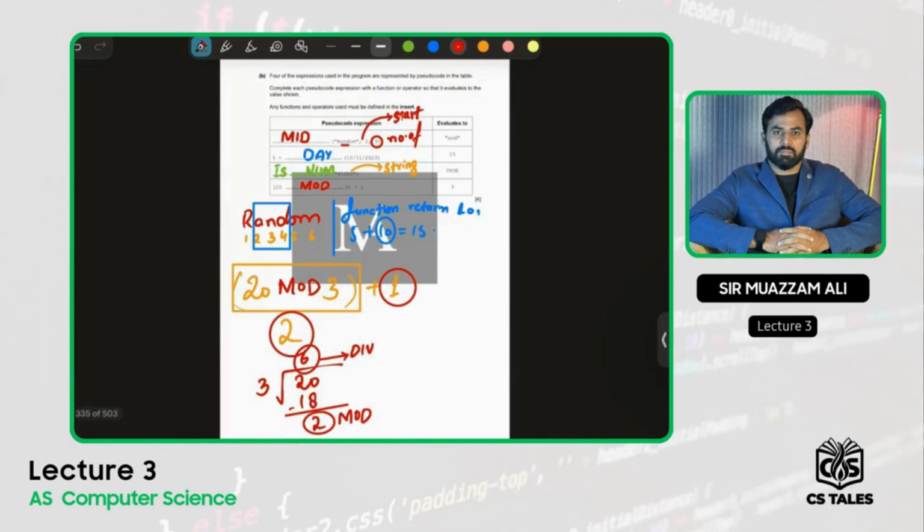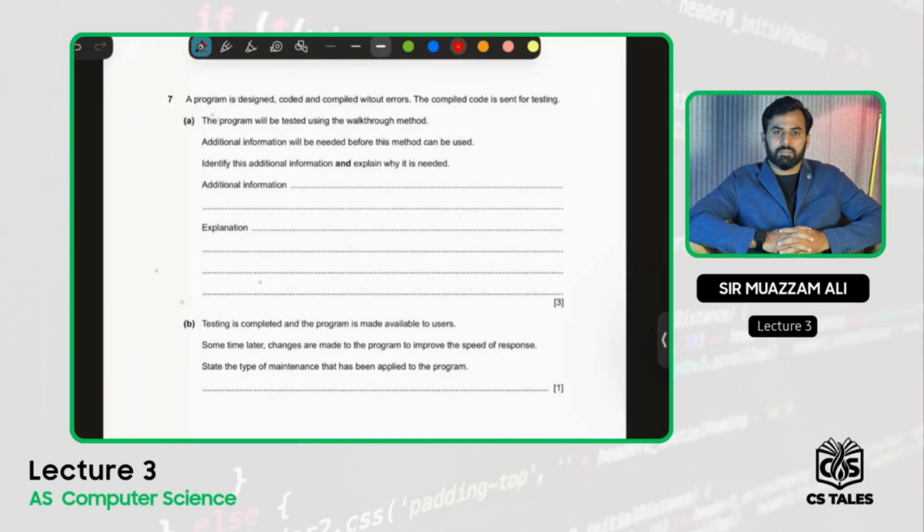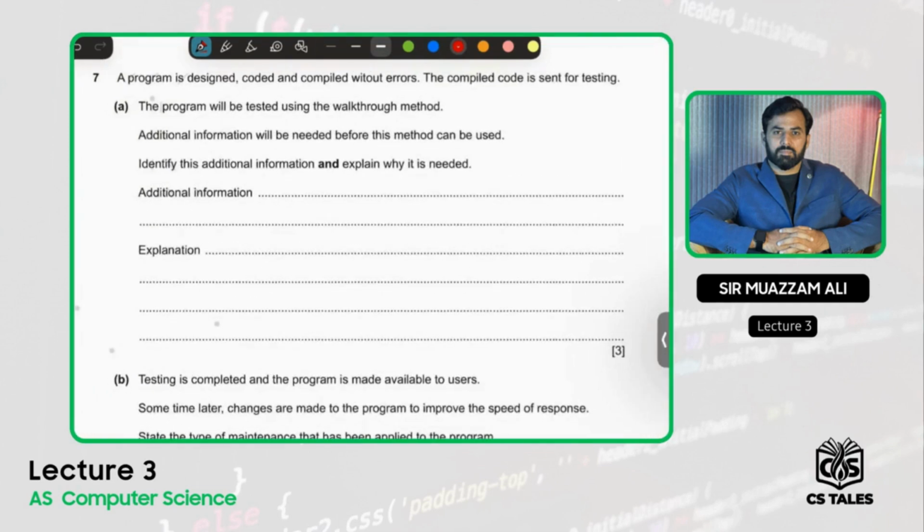Okay, boy. Next question is asking about a program that is designed, coded, and compiled without errors. The compiled code is sent for testing. So the program will be tested using, let's suppose, one type of testing. He's asking what additional information will be needed before this method can be used. Identify this additional information and explain why it is needed.